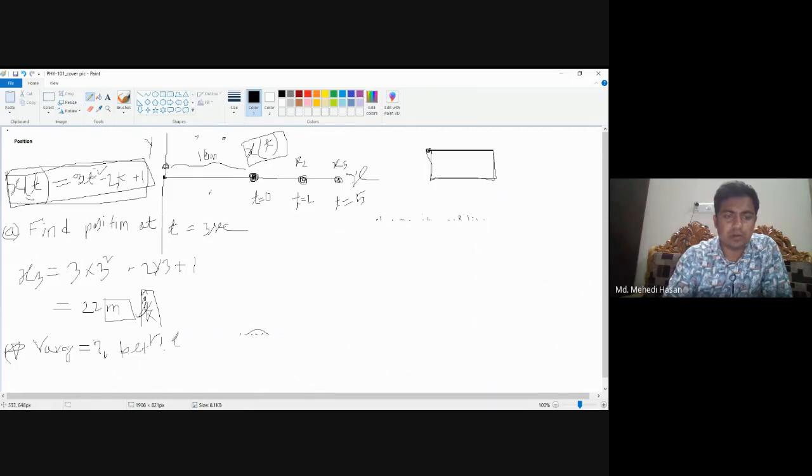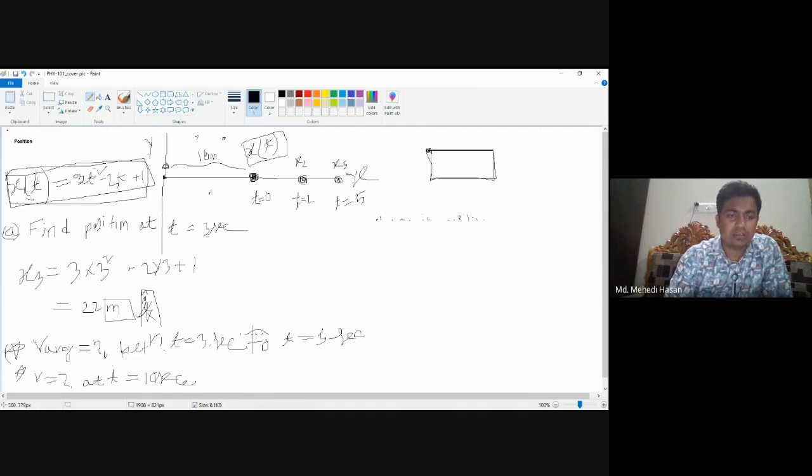t equal to 3 second to t equal to 5 second. Okay. And another question is find out the velocity at t equal to 10 second. Okay, t equal to 10 seconds.